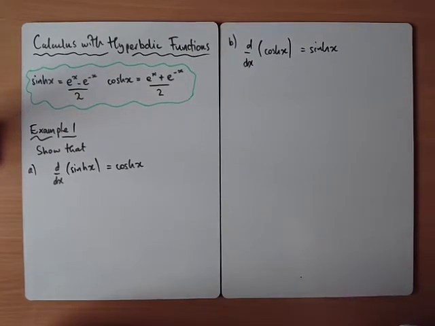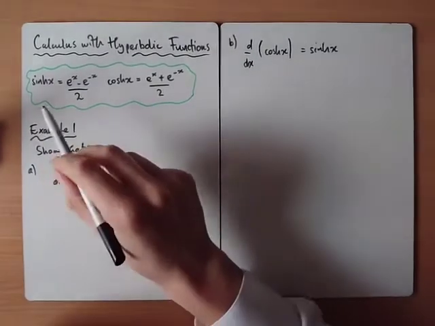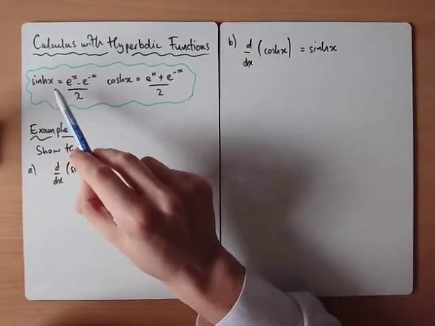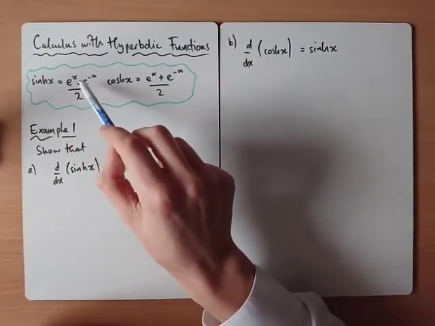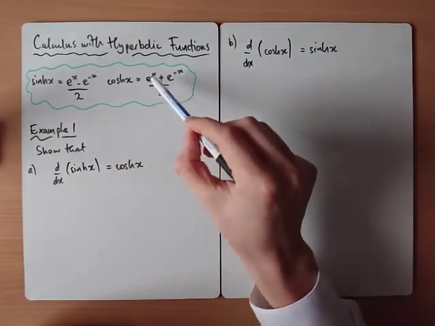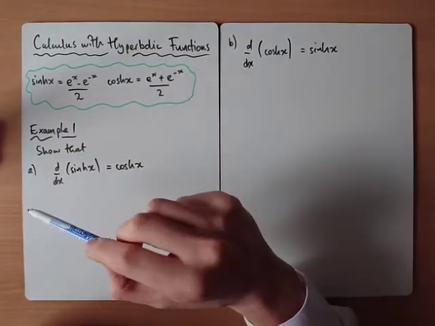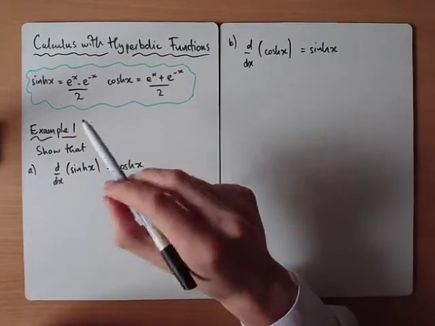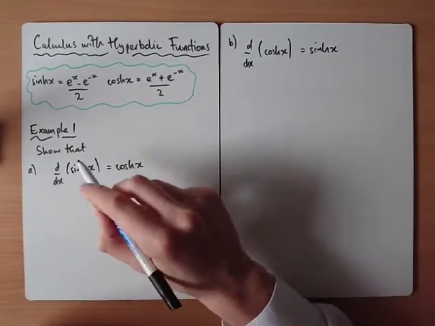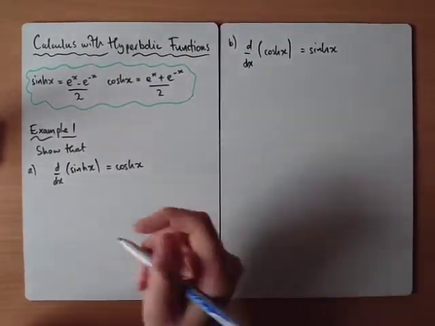Let's take a look at calculus with hyperbolic functions. So recall the definitions for hyperbolic functions. Sinh, we know, is e to the x minus e to the minus x over 2. Cosh is e to the x plus e to the minus x over 2. We're going to start by just differentiating sinh. And with it being a show question, let's do it in exponential form.